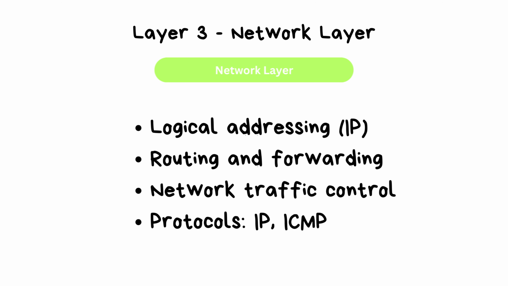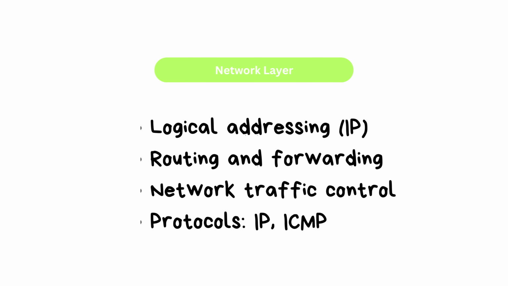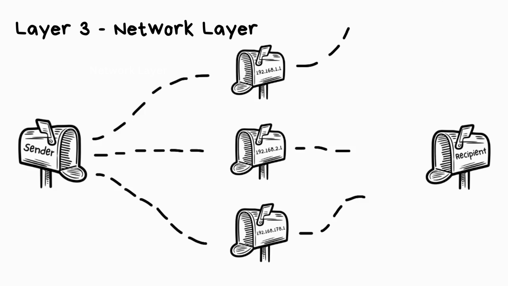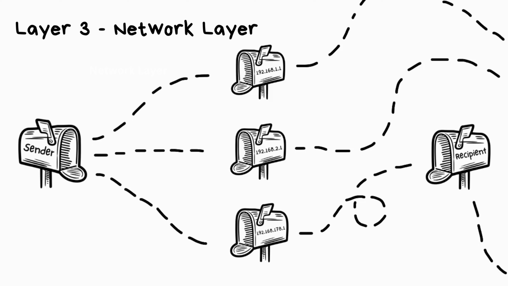The network layer is the navigator of the journey. Here, each piece of your email is given an address, an IP address to be exact. This layer figures out the best route for each piece to take, so it reaches the correct destination. It's like plotting the best route on a map to ensure your letter reaches the right house, even if it takes a few detours along the way.